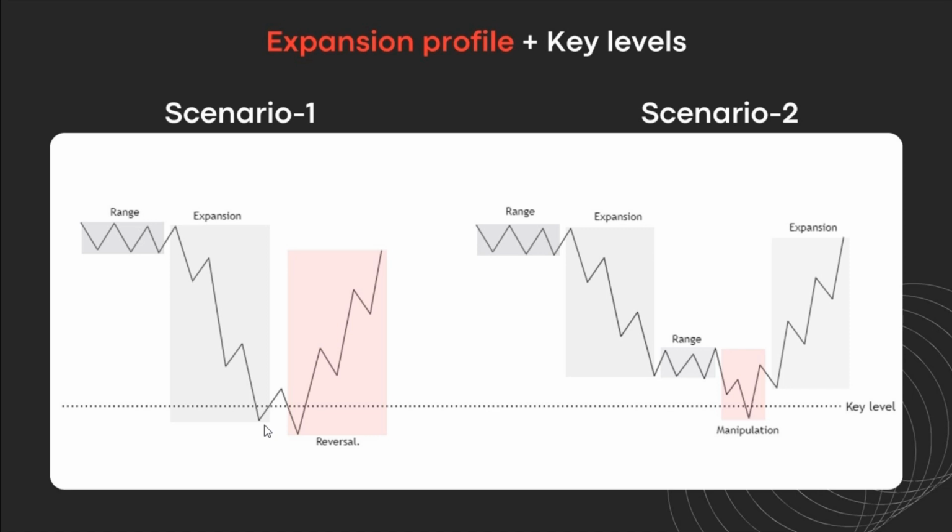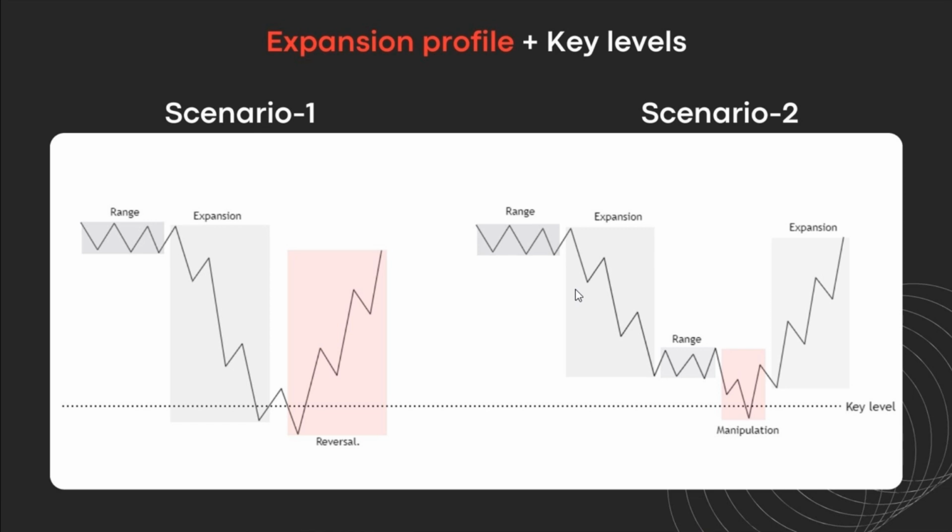Now the second scenario is when the expansion profile ends before it tests a key level. In that case, we're not going to expect a reversal profile straight away, because a key level hasn't yet been tested. So what we're going to expect is either a retracement profile or a ranging profile. In this case, we've got a ranging profile, and then we go back again to the first combination of ranging profile and key levels.